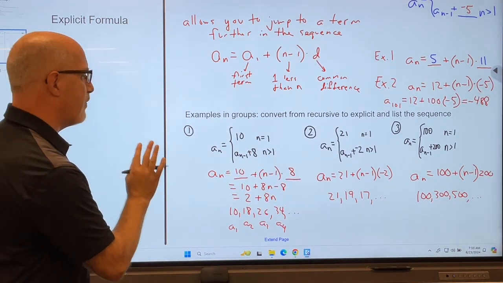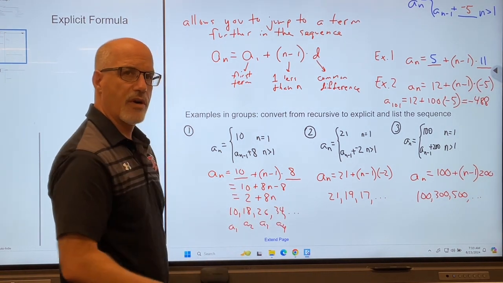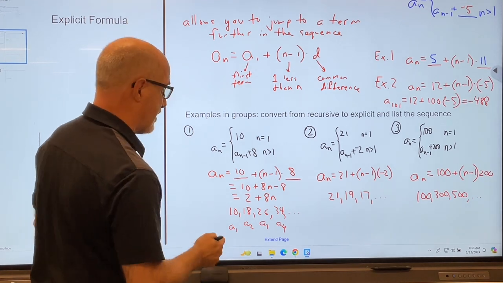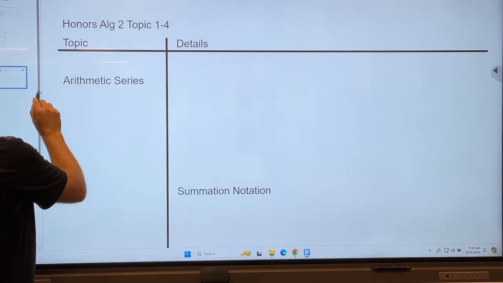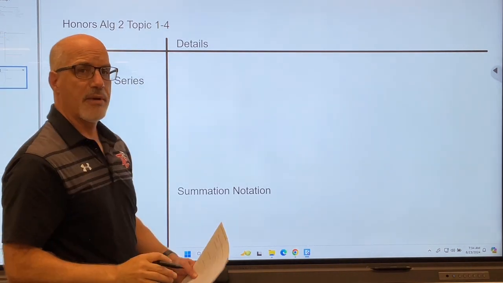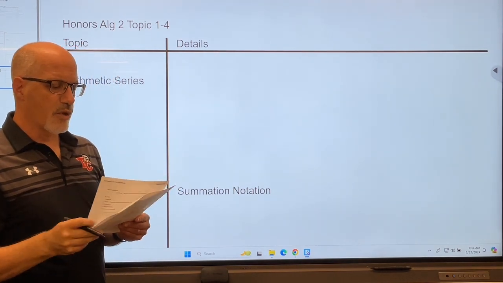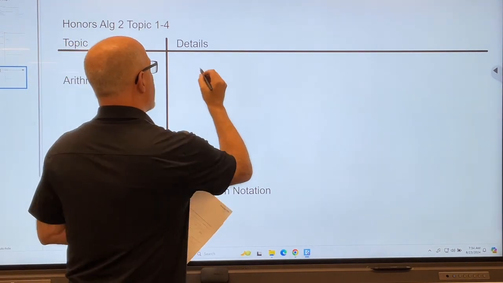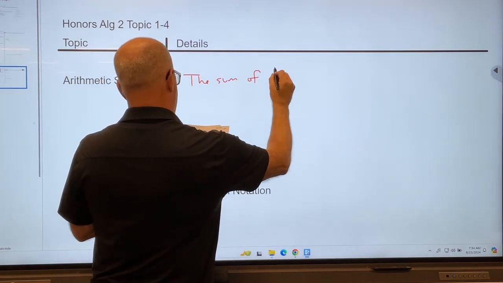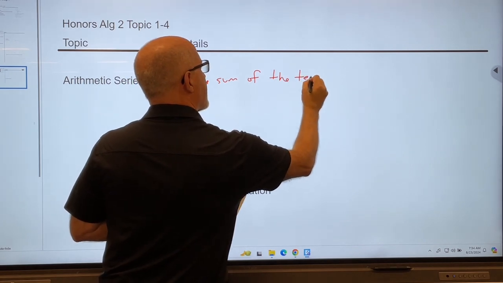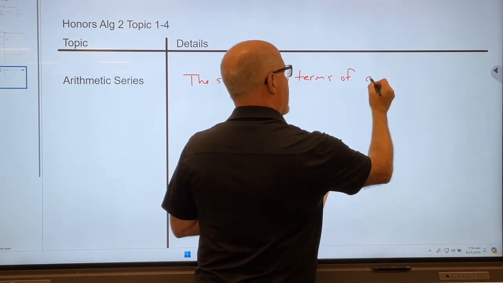Now, what if we wanted to know what the sum of these were? What if I wanted to know what the sum of all these numbers were? Let's look at the notation for that. That's called, instead of a sequence, a series. So the next thing we'll talk about is arithmetic series. A sequence is just the list of numbers. The series is where you add up all the terms. So it's the sum of the terms of an arithmetic sequence.